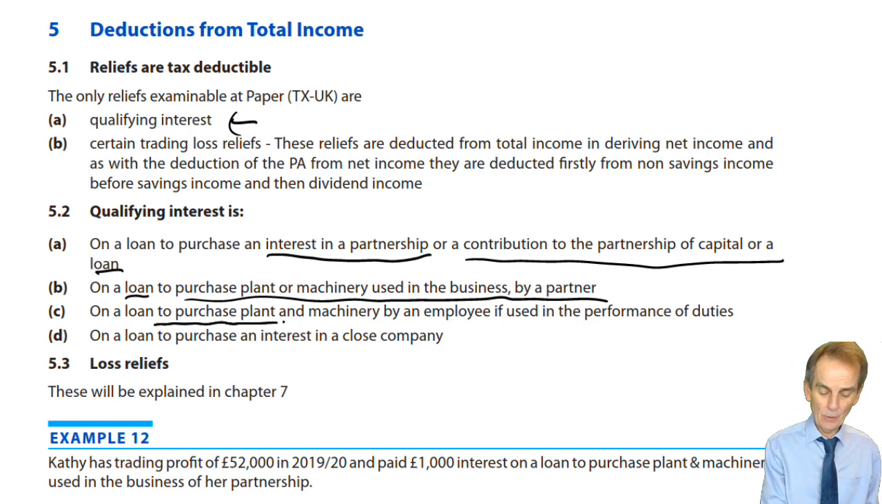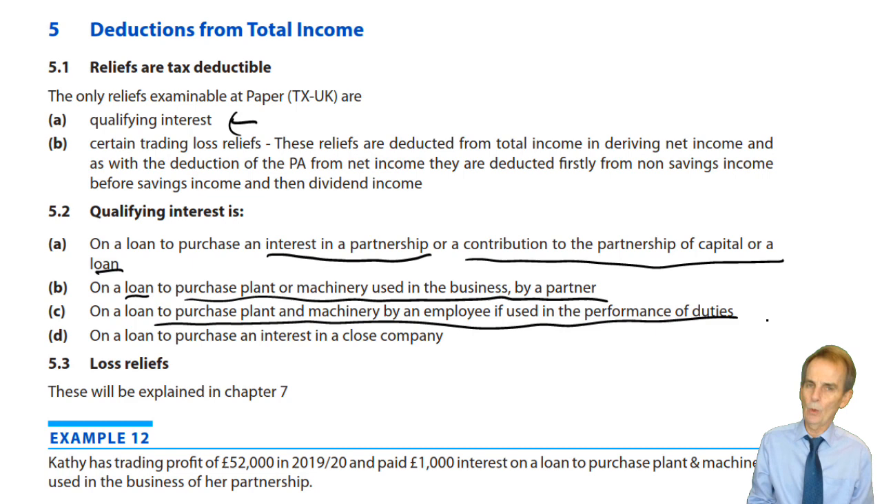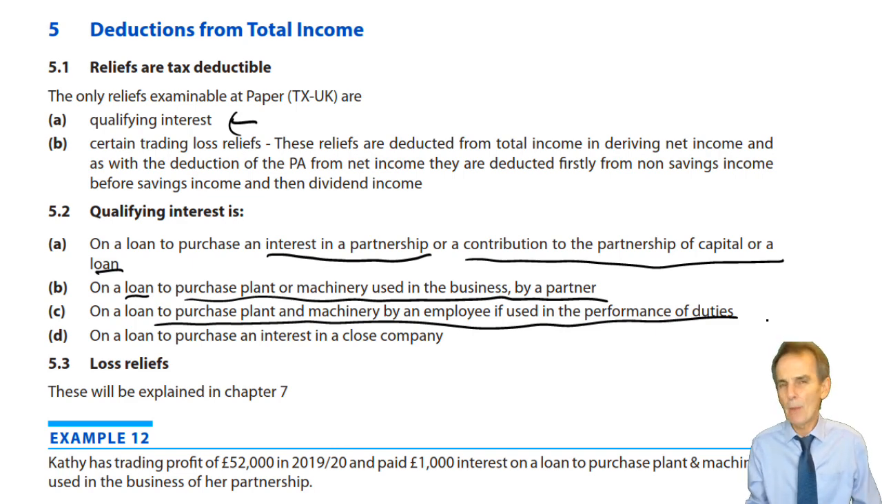On a loan, slightly different one here, to purchase plant and machinery by an employee if used in the performance of duties. Now, it's an odd one. You would expect that if an employee requires certain plant and machinery to be able to do their job, they wouldn't have to buy it for themselves. But in certain circumstances, if that is the case, probably a remnant of the past in all honesty here, but that is still an example of where, if the individual has had to borrow to buy such plant, then any interest they pay on that loan will be tax relievable as a deduction from total income.